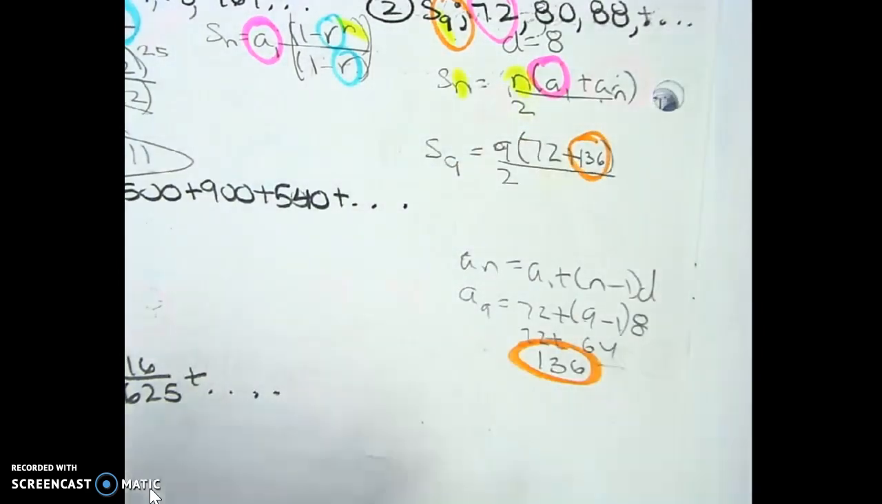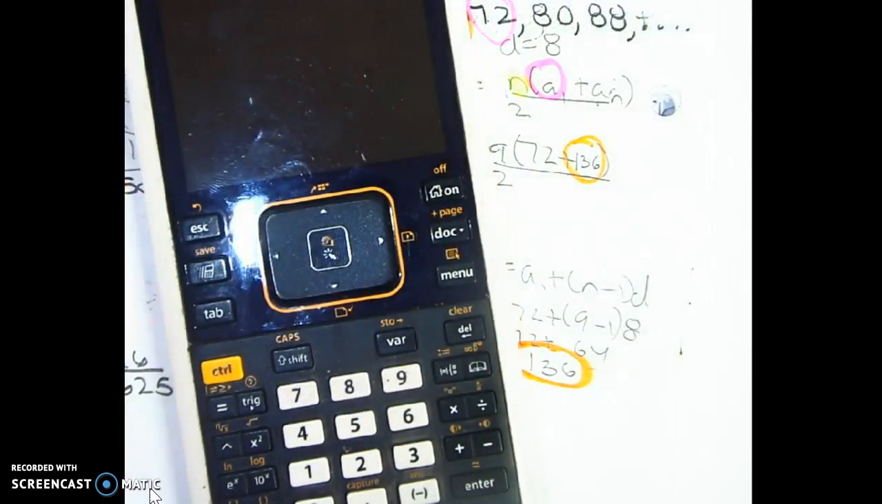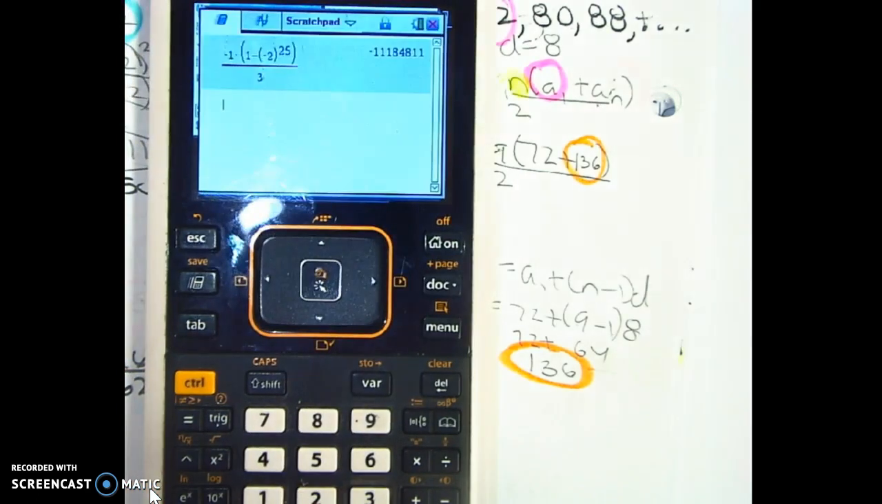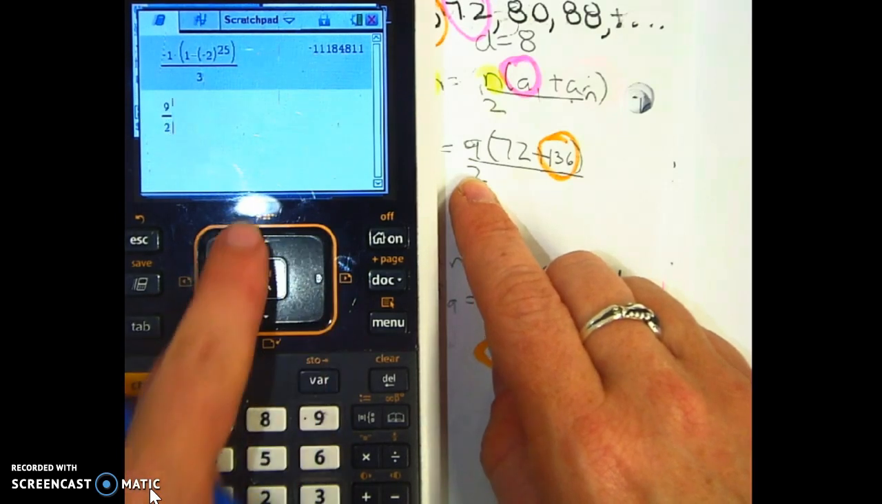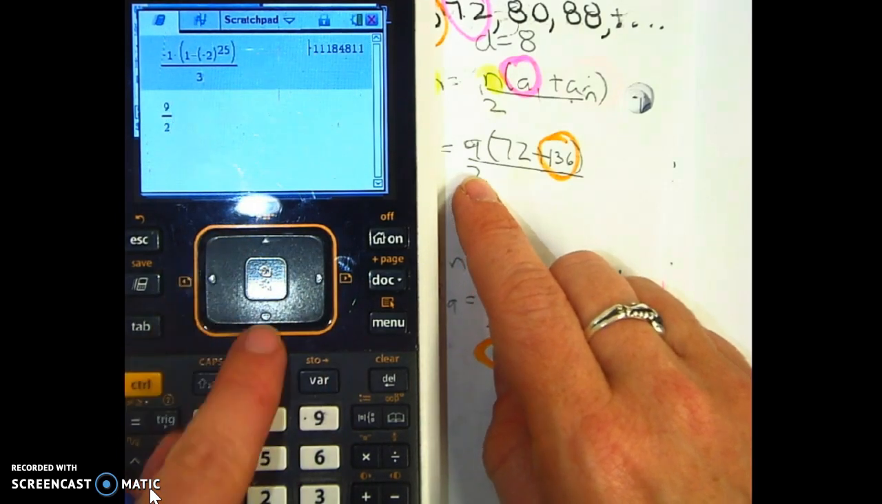And now I can just pick up my calculator, type it in as it is, turn it on, control divide. Where are we? 9. The 2's on the bottom. I don't know why I did that. Made that more difficult. Oopsies.